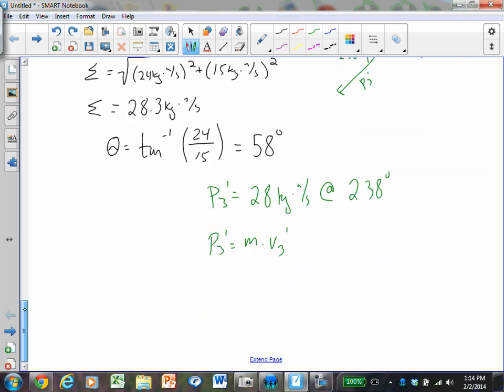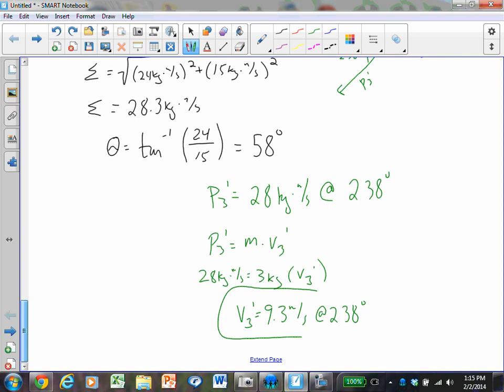So we have 28 divided by 3 is 9.3 meters per second, and it's at the same angle, 238 degrees. And that's topic 6.4.